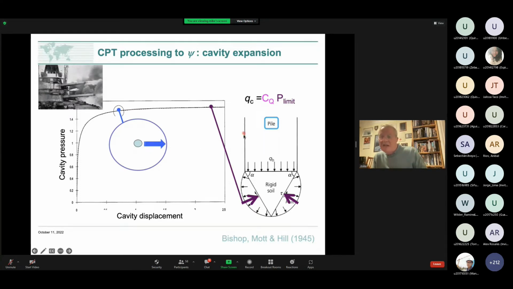We also have friction down here because that's a rough piece of steel pushing into the ground. So there's actually more loads and stresses in the system than in the cavity expansion. So this is an analog of what we're doing with the CPT. And what we find is that tip resistance has a scaling factor on the limit pressure.